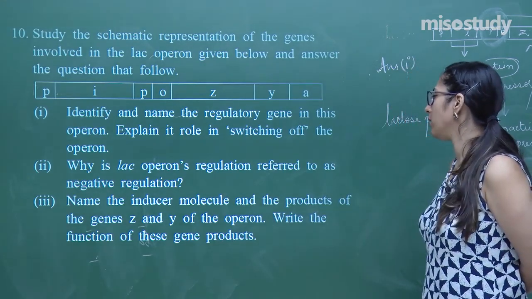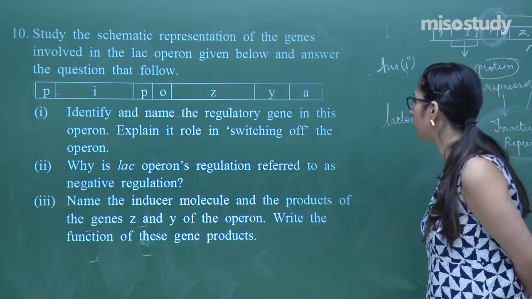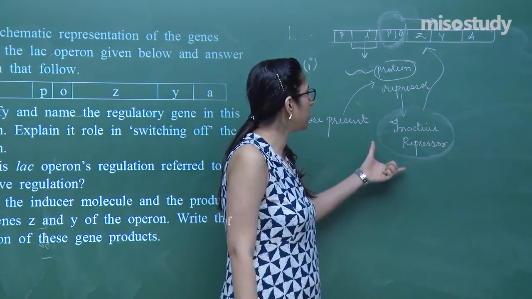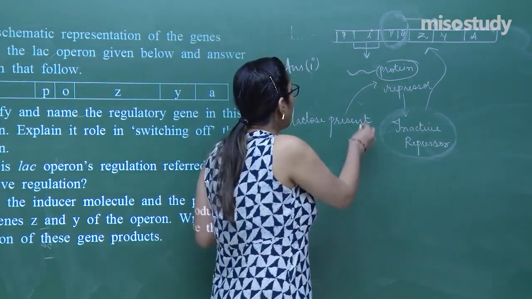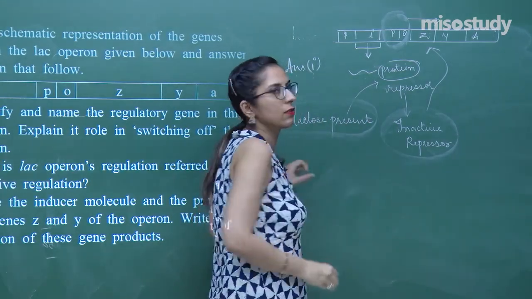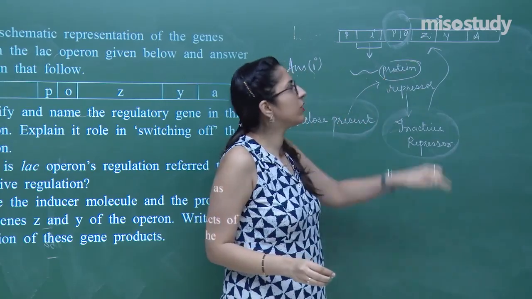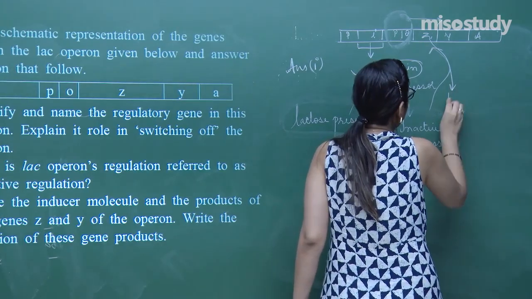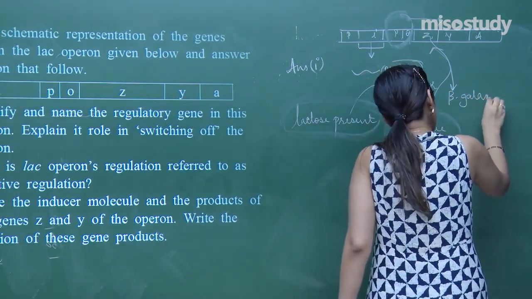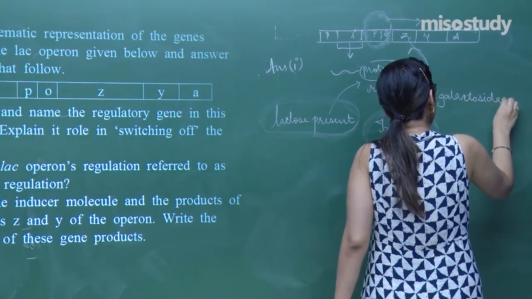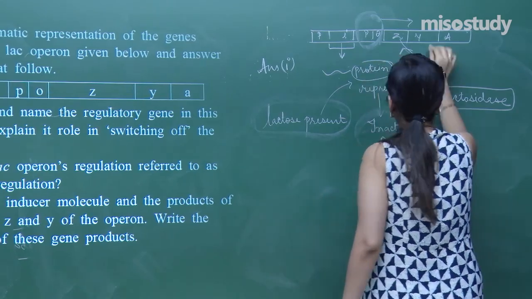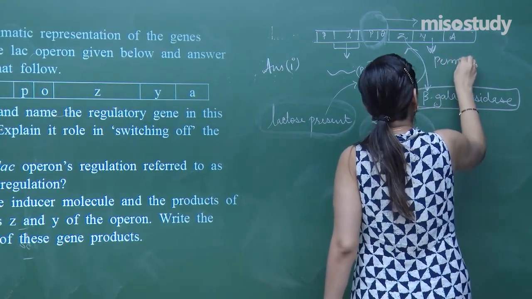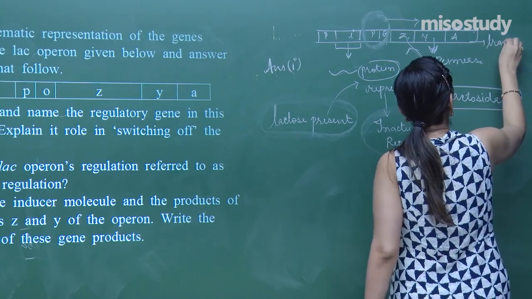Name the inducer molecule and the products of the Z, Y, A genes of the operon. In this case, the inducer is lactose. When lactose is present in the medium, all of the structural genes will be expressed. Z codes for one enzyme, which is called beta-galactosidase. Y, written over here, codes for permease. And A codes for transacetylase.